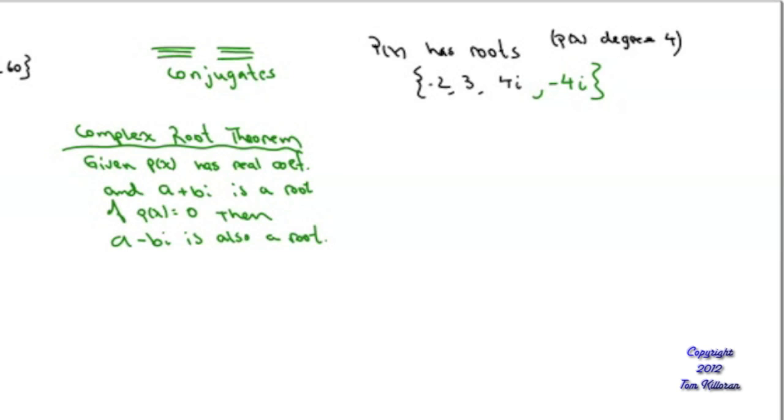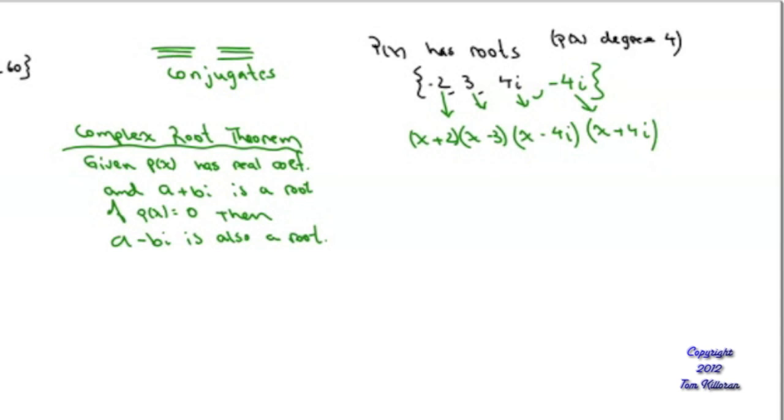Well, where did this negative 2 come from? It's a root, but where did it come from? Well, I took p of x and I factored it. So what is the factor associated with negative 2? X plus 2. What's the factor associated with 3? X minus 3. What's the factor associated with 4i? X minus 4i. What's the factor associated with negative 4i? X plus 4i.